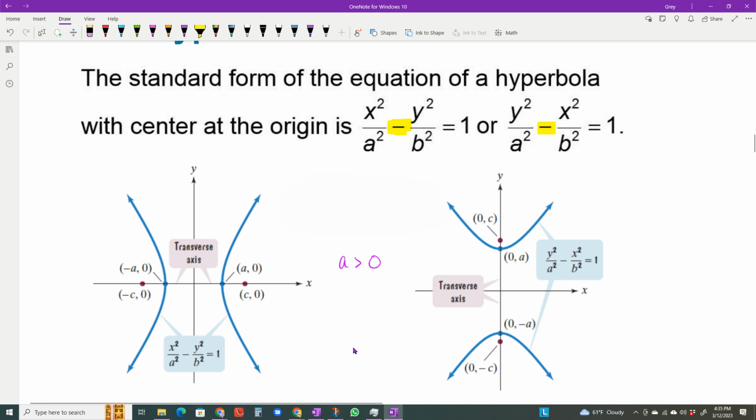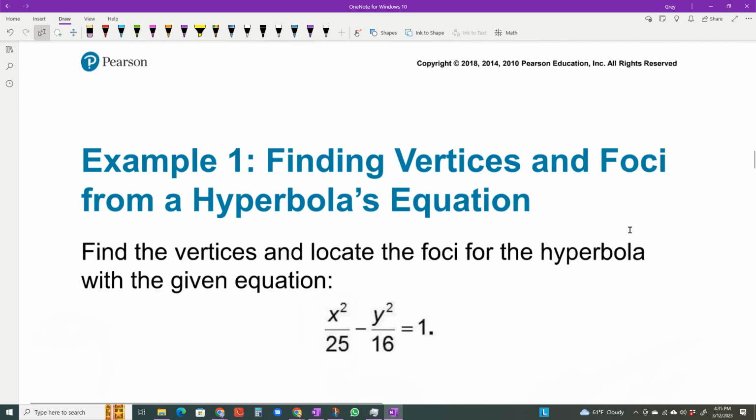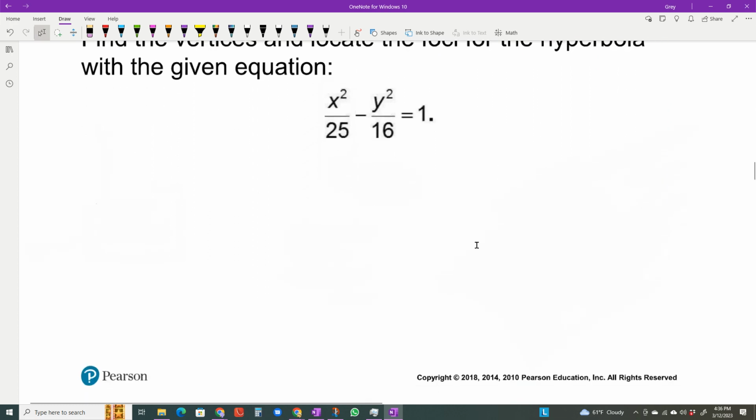What is the relationship between a, b, and c? c squared equals a squared plus b squared. So when my standard equation is x squared minus y squared, then my equation down here is a squared plus b squared. Back with the ellipse, I had x squared plus y squared, and this was a squared minus b squared. It's a way to help you remember what those equations are going to be. If you write them down every time you do your homework problems, you won't have any trouble remembering. All right, so let's talk about finding the vertices and foci from a hyperbola's equation.